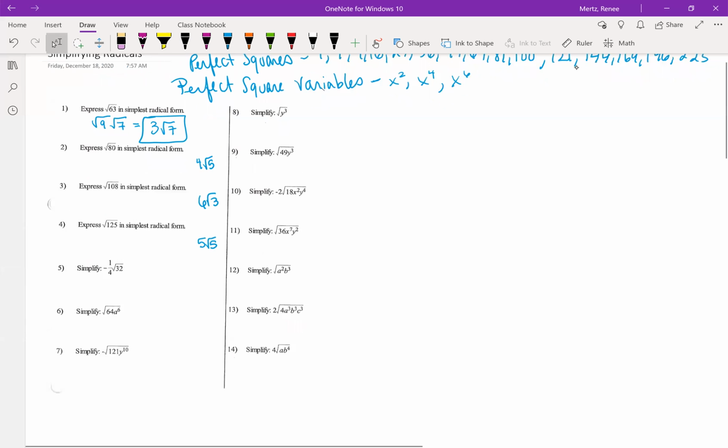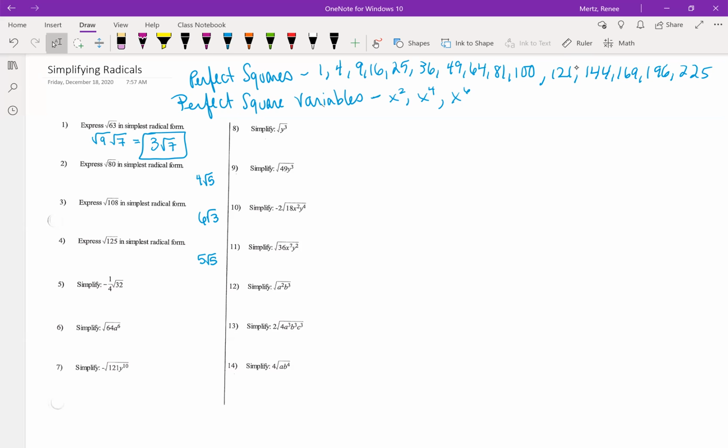All right, so the negative 1/4 times 32 is negative 1/4. The square root of 16, the square root of 2. This becomes negative 1/4 times 4, radical 2. So we get negative radical 2.